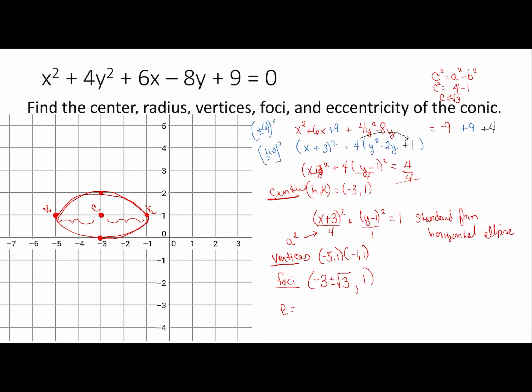So our last step is to find the eccentricity, and eccentricity is always c over a. And our c was the square root of 3. Our a, well, 4 was a squared, so our a will be 2, and we can just leave that as the square root of 3 over 2.